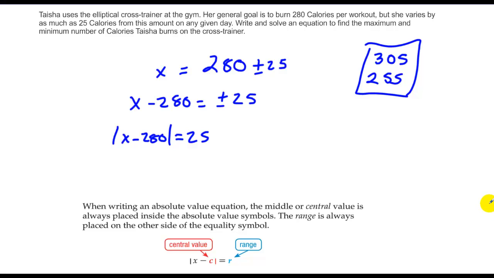Special words for some of this stuff. When you're writing an absolute value equation, the middle, or what we call the central value, is always placed inside of the absolute value. So this guy, the 280, is our central value. And 25 can go higher than or lower than that, so this acts as our range. And that's the guy that goes outside, on the other side of the equality sign.